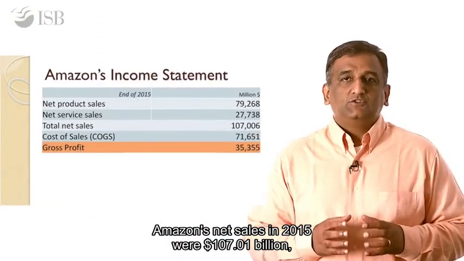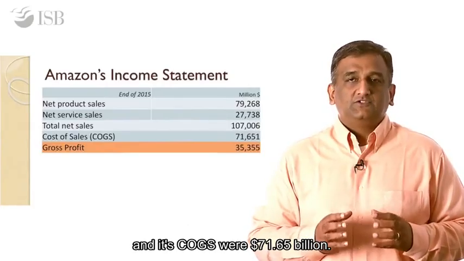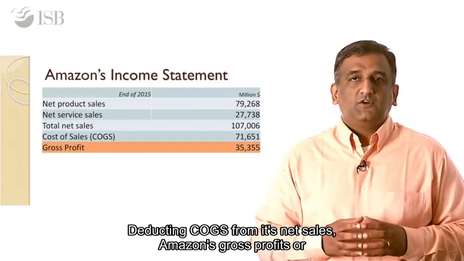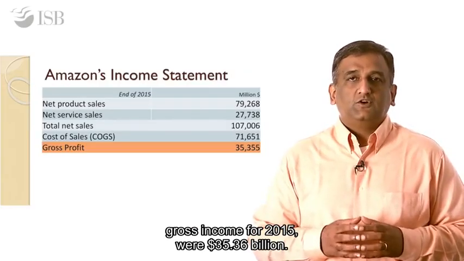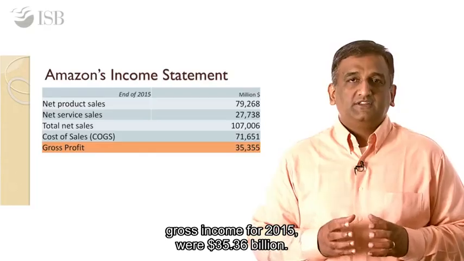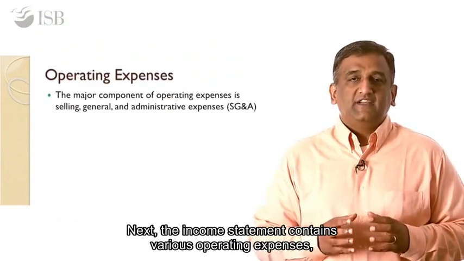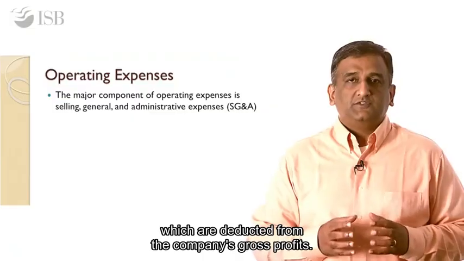Amazon's net sales in 2015 were $107.01 billion and its COGS were $71.65 billion. Deducting COGS from its net sales, Amazon's gross profits or gross income for 2015 were $35.36 billion. Next, the income statement contains various operating expenses which are deducted from the company's gross profits.